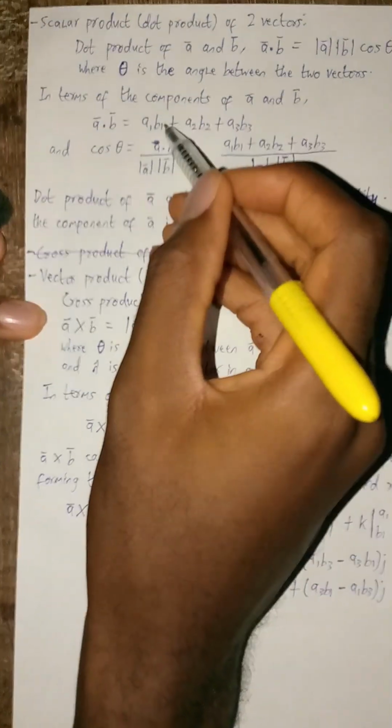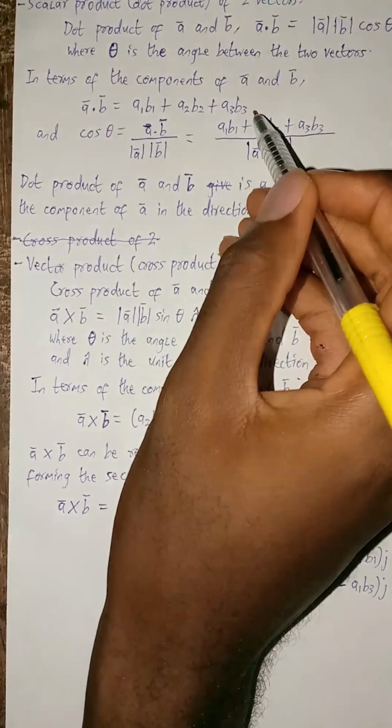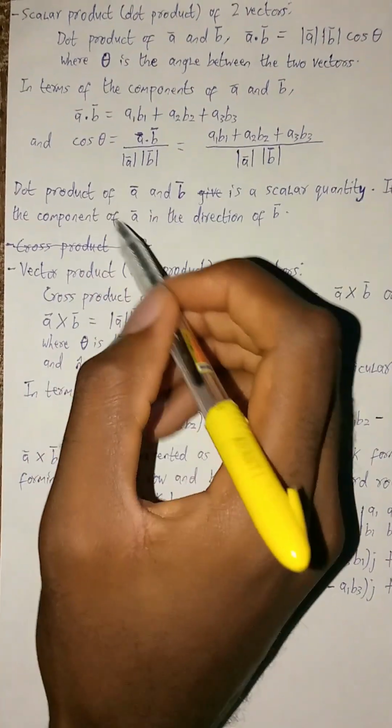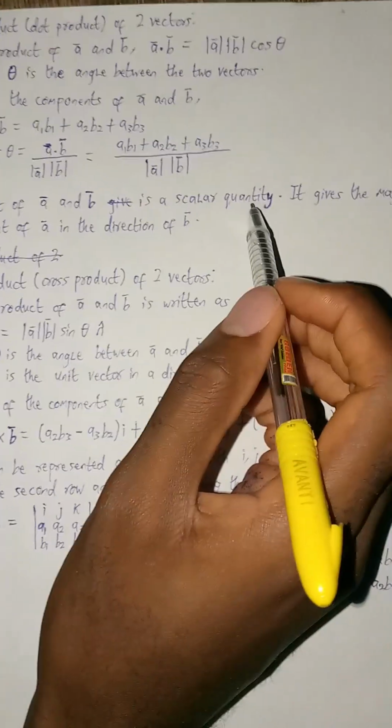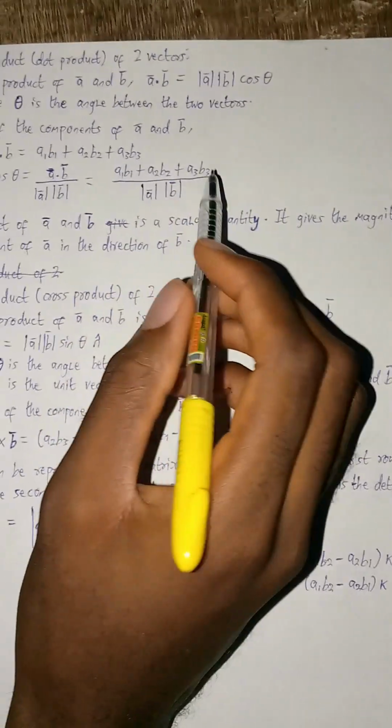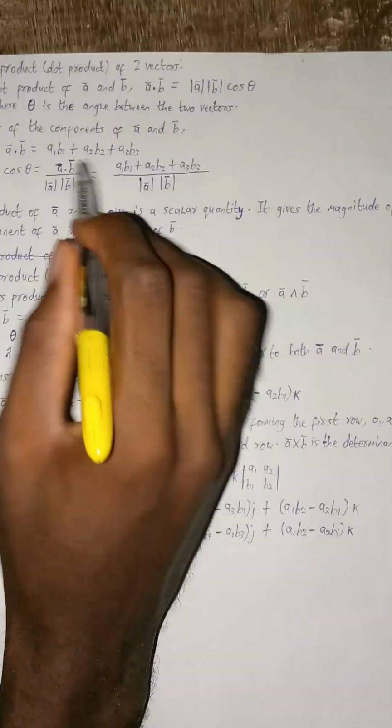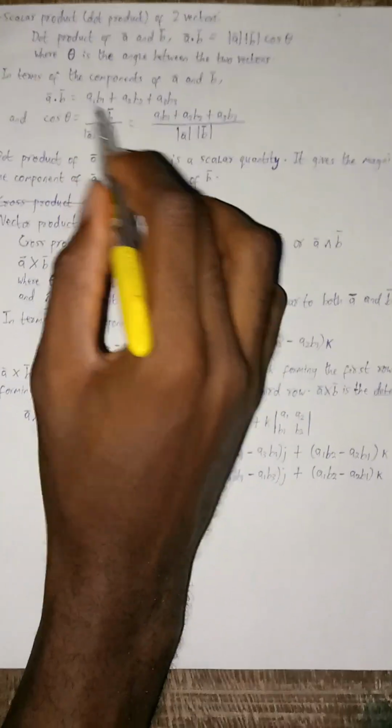Now note that we don't add the I, J, and K because this dot product gives us a scalar quantity. The dot product of two vectors gives us a scalar quantity. So we're not going to have I, J, and K because this is no more a vector.